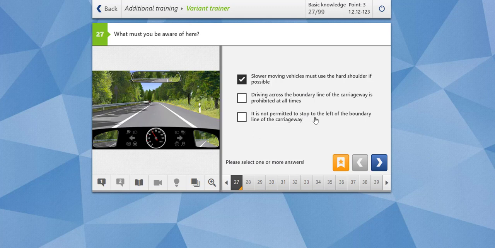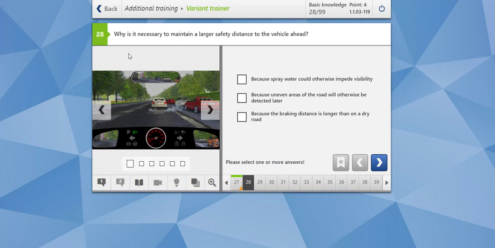It is not permitted to stop to the left of the boundary line of the carriageway. So if there is a boundary line of the carriageway, it is not permitted to stop to the left. This is correct because you can only stop on the hard shoulder. Let's check the answers. Our answer is correct. Moving towards the next question.